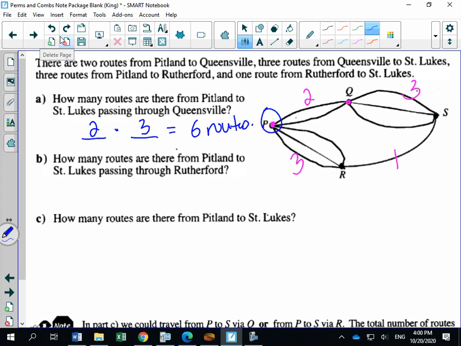Okay, let's look at the second one. How many routes are there from Pitland to St. Luke's, but we have to pass through Rutherford? So they want us to now go from Pitland to St. Luke's, but we have to pass through Rutherford. So we're going this way. So again, we've got to go Pitland to Rutherford. That's 1 stage. This would be my second stage. So we've got 2 different stages. In my first stage, Pitland to Rutherford, I've got 3 routes or 3 choices. And then from Rutherford to St. Luke, for that stage, I only have 1 choice. So 3 times 1 is 3 routes total.